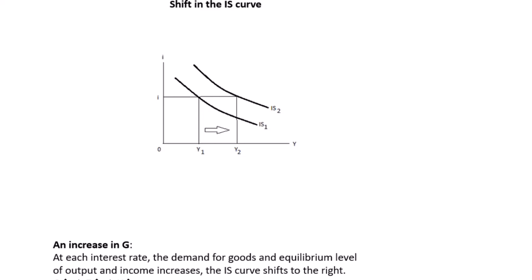Now with an increase in government spending, an increase in the autonomous component G will lead to a shift in the curve. Since this is an increase, there will be a rightward shift in the IS curve from IS1 to IS2. The I line cuts IS2 at a point. You drop that line, and you'll find that your level of income and output increases from Y1 to Y2. An increase in government spending increases the demand for goods, and the level of income and output increases.